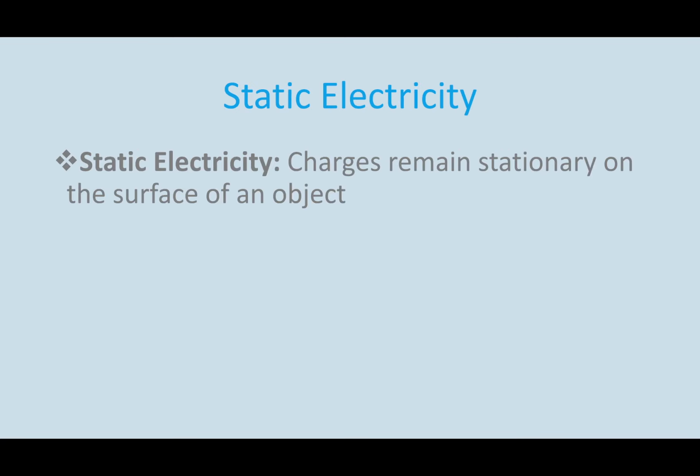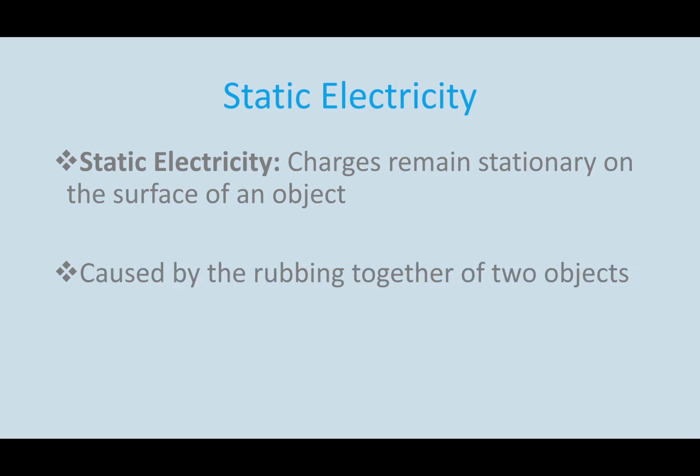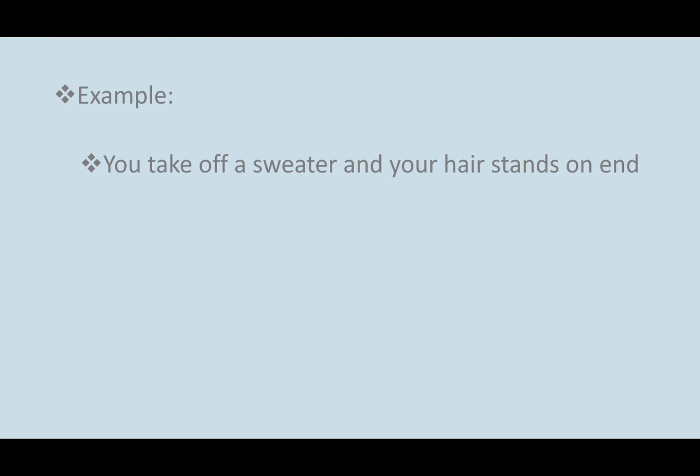Static electricity. Static electricity, again, charges that remain stationary on the surface of an object, and it's caused by the rubbing of two objects together. So for example, if you take off a sweater and your hair stands on end, what's the explanation for why this happens, right? What causes your hair to stand on end when you take off a sweater?